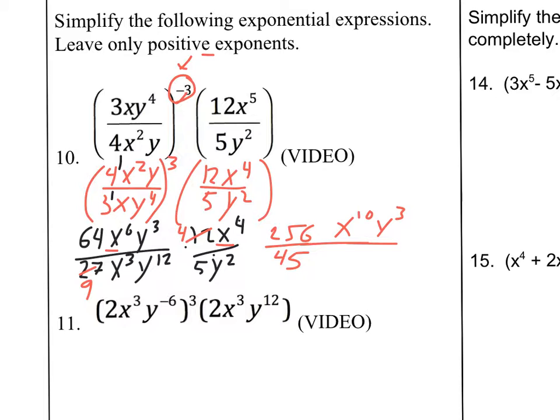On the bottom, we're going to have x to the 3 and y to the 14. That's going to finish up as 256 over 45. x to the 10 over x to the 3 is x to the 7. Y to the 3 over y to the 14 is y to the negative 11. Or you could rewrite this as 256 x to the 7 over 45 y to the 11. Kind of a gross problem. That's at the hard end of anything you might see for this.